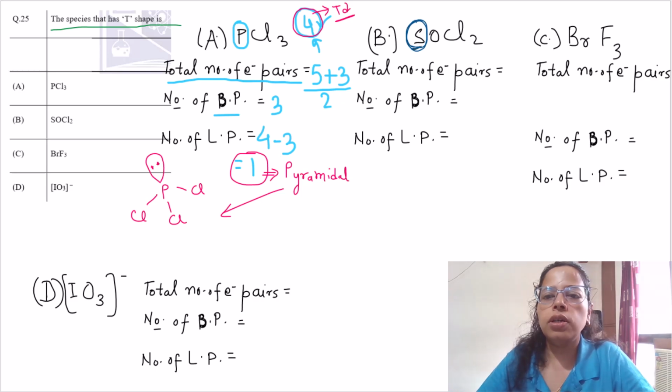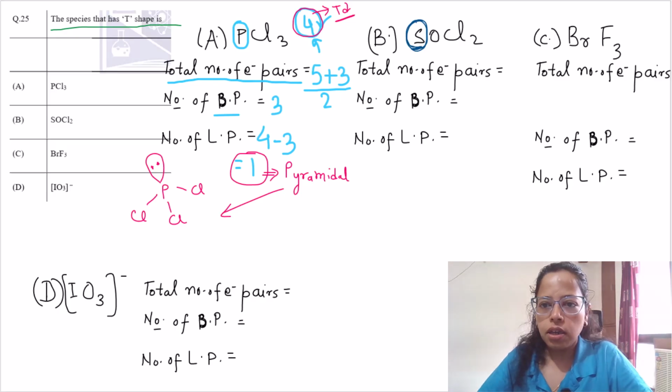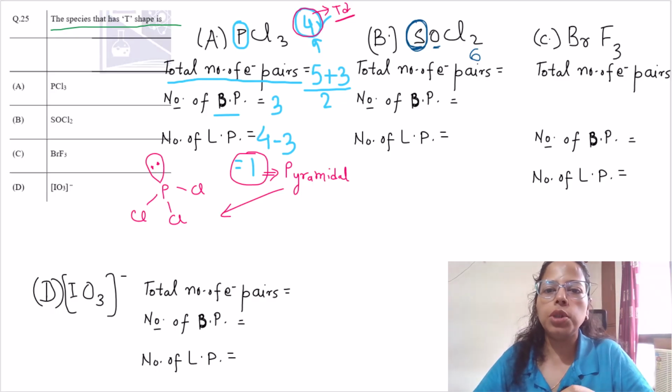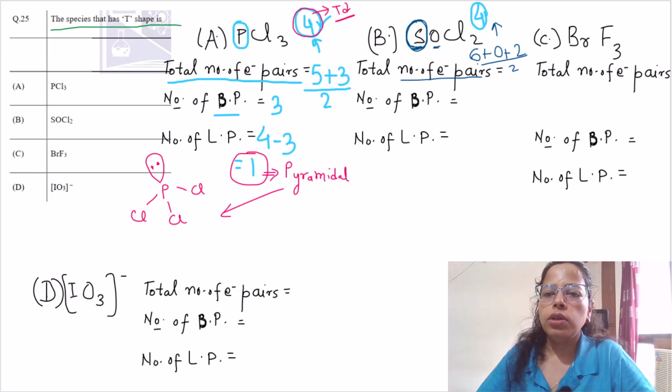Okay, sulfur. So what is the number of valence electrons? Sulfur belongs to the oxygen family, so 6 for sulfur. Then oxygen we will not consider here because oxygen could be double bonded, so we leave this contribution out of the total number of electron pairs. So 6 plus 0, and 2 chlorine atoms bonded to sulfur, so 2 electrons contributed, divided by 2. Again the total number of electron pairs for SOCl2 comes out to be 4: 6 plus 2 divided by 2, 4 total electron pairs in SOCl2.